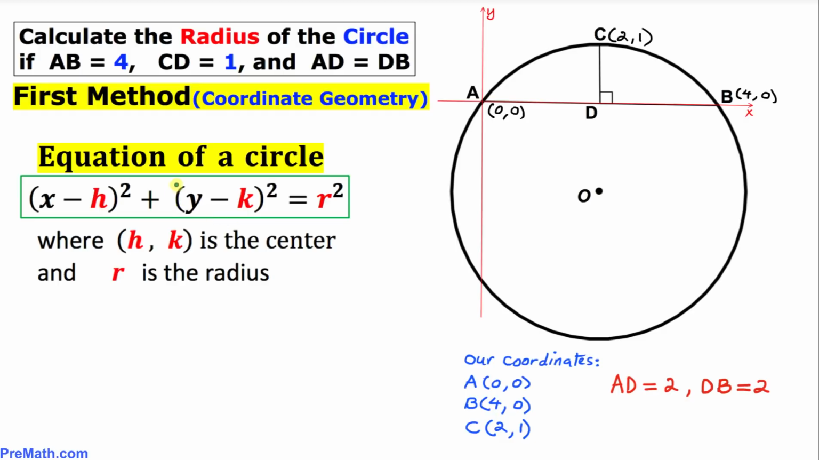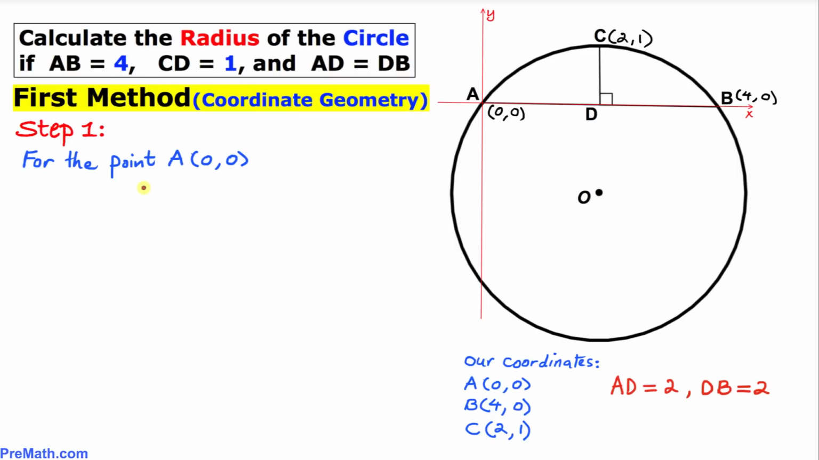And here's the equation of a circle that we will be using in our calculations: (x minus h) squared plus (y minus k) squared equals r squared. This is in standard form where (h, k) is the center and r is the radius of the circle. So now let's go ahead and get started with our very first step.